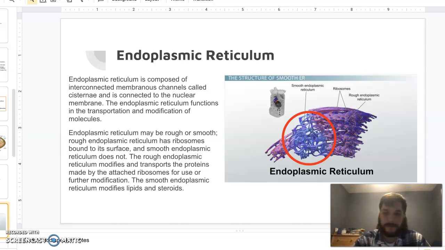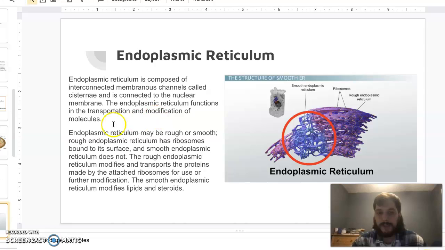And there's two different types of endoplasmic reticulum. So it may be either rough or smooth. The rough endoplasmic reticulum has ribosomes bound to its surface. And remember, we talked about what ribosomes are and that their function is to produce proteins, right? So as you can see in this picture, the rough ER has all these little circle dots on it. They look white right there. Those are the ribosomes.